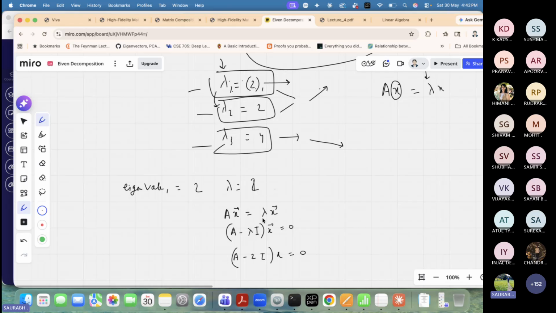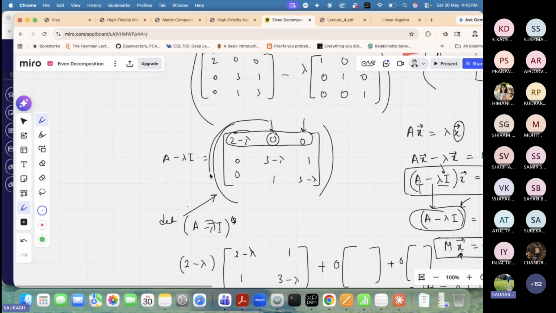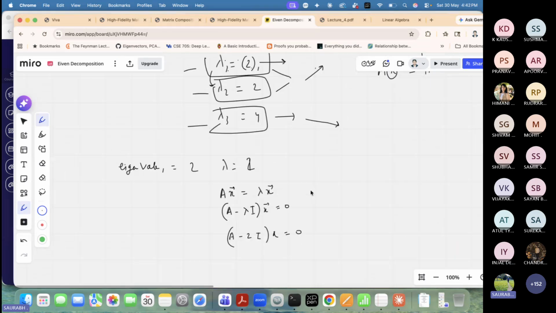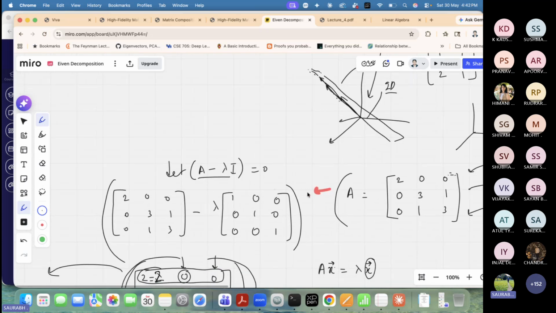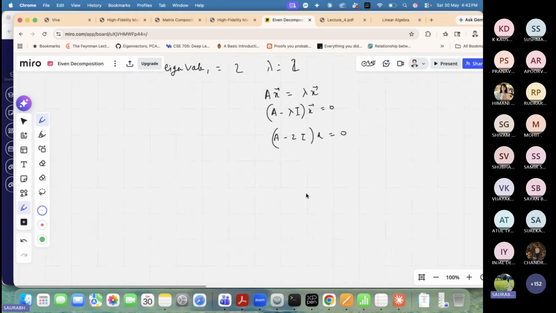Now, what is A minus 2I? You just feed in that value here. So this is what A minus lambda I is, and A minus 2I is just feeding in lambda equals 2. When you feed in lambda equals 2, 2 minus 2 becomes 0, 3 minus 2 becomes 1, and the rest stays 1. So the matrix looks like this.